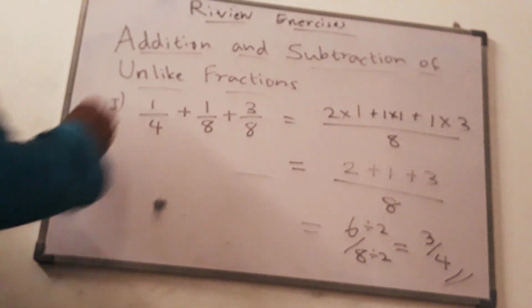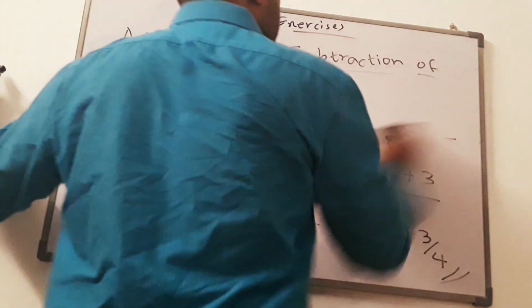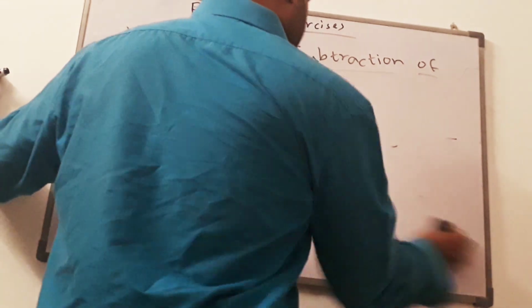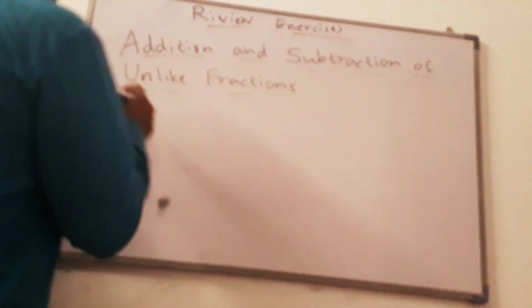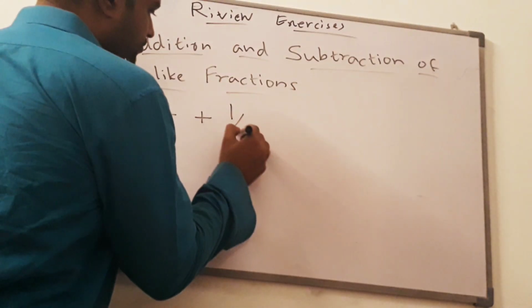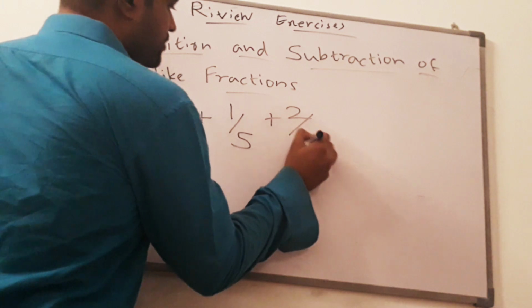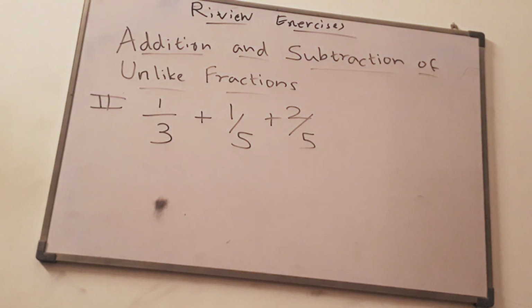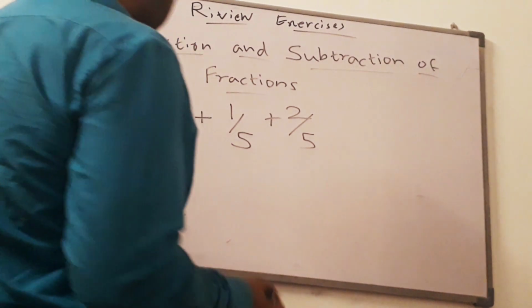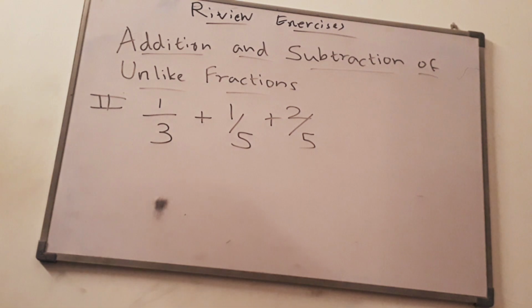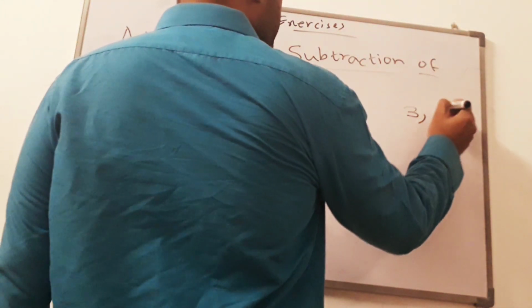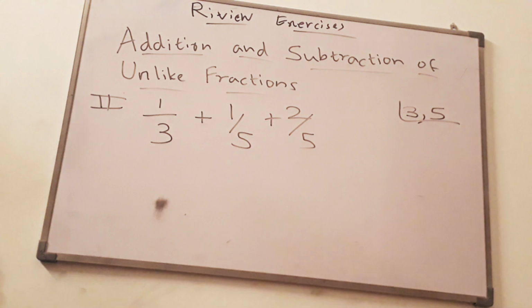Next sum. Suppose a sum like this: 1 out of 3 plus 1 out of 5 plus 2 out of 5. Here we can't make 3 into 5 because 5 is not a multiple of 3. Then we have to go straight away to the division method of prime factorization.